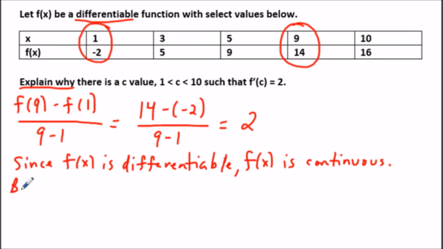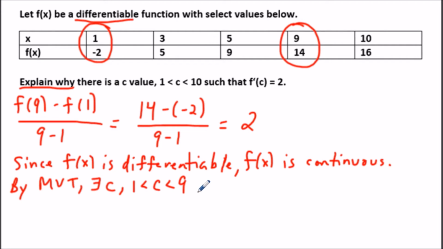So we could say by the mean value theorem, which we'll abbreviate with capital MVT, there exists a c value, but our c value is between 1 and 9. Now this throws some people off, but this is not a problem. If we're trying to show there's a c value between 1 and 10, if the c value is between 1 and 9, it's definitely between 1 and 10. So this is not a problem.